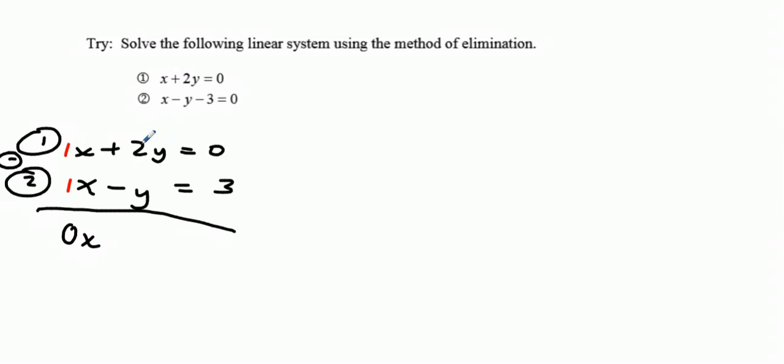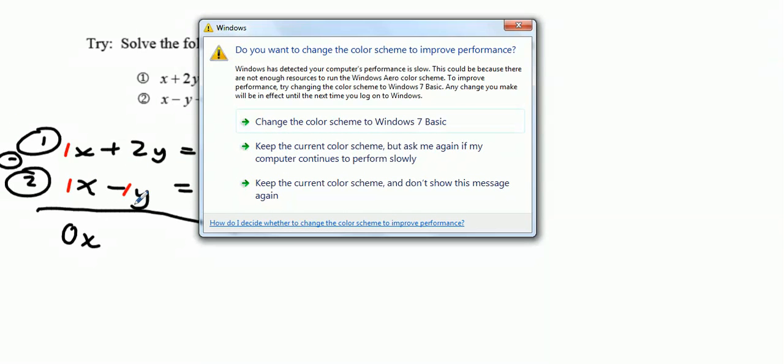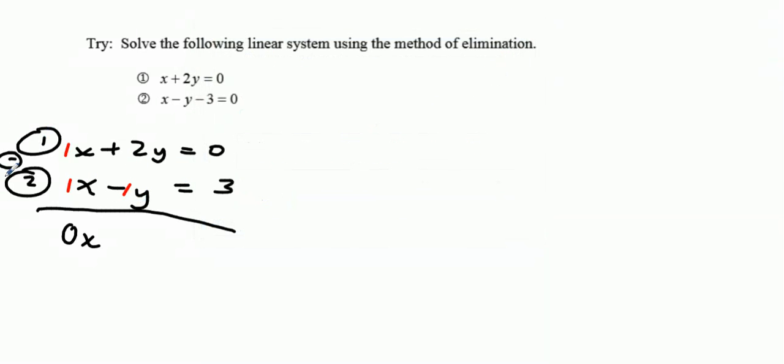And then this is tricky, and this is where many of you will make mistakes, so pay attention. 2 minus minus 1. Well, what's 2 minus minus 1? That would be 3. So this is plus 3y. And remember, I'm doing subtraction, so 0 minus 3 is minus 3. So I end up with 3y equals negative 3 and y equals negative 1.